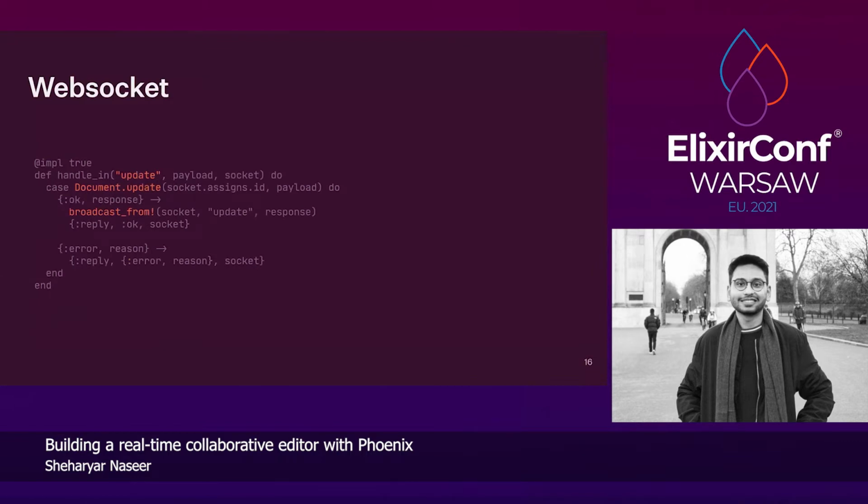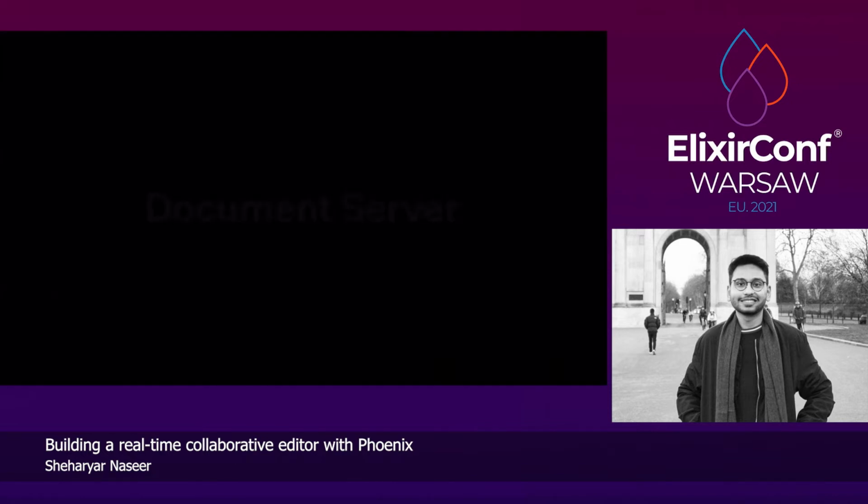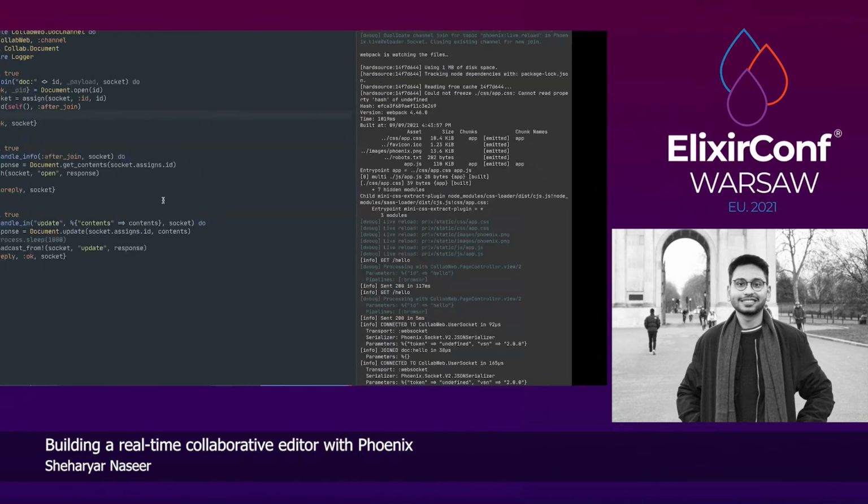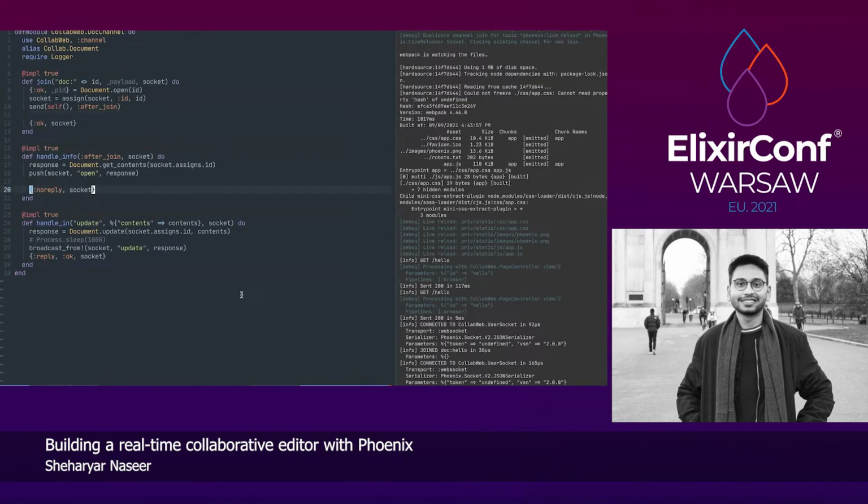We also need to define a callback to handle the update events from clients. These will be offloaded to our document server, which will do its magic. And the final result will be broadcasted to all of the connected clients. So I'm quickly going to show our Phoenix channel to you. As you can see, it's a simple channel with only one event handler.